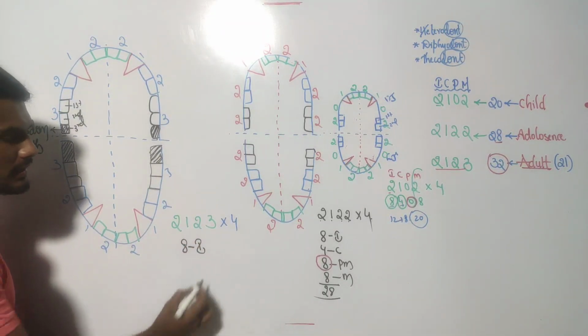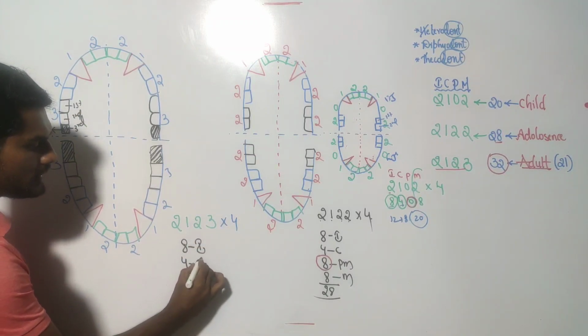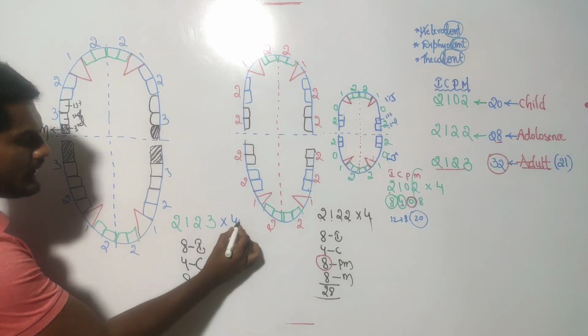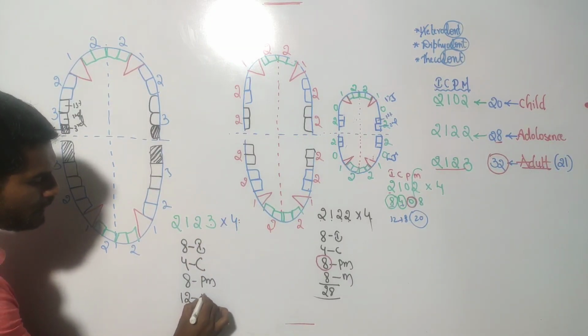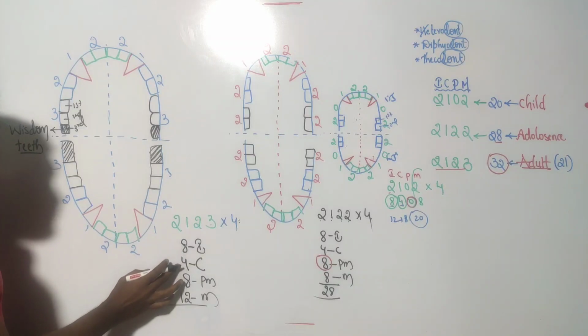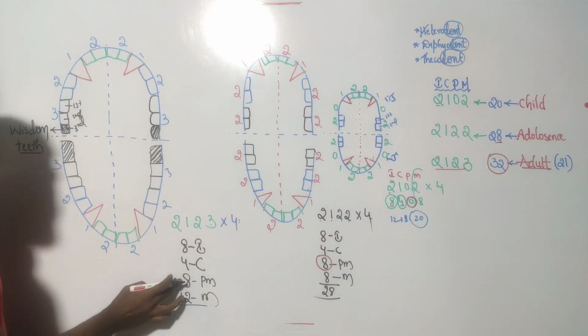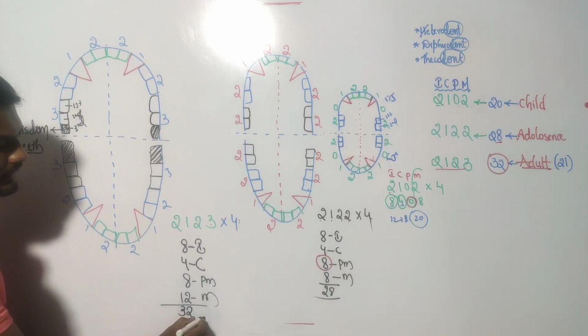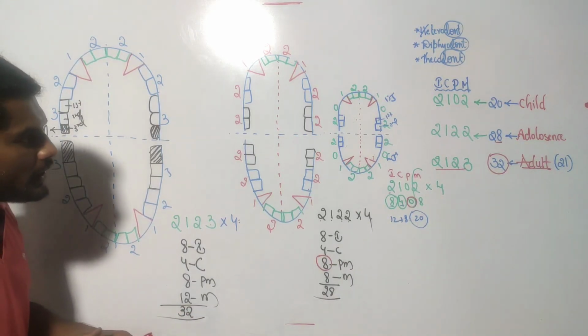These 8 are what teeth? First type of teeth, incisors. Next, 4 1s are 4. These are canines. 4 2s are 8. These are premolars. Next, 4 3s are 12. These are molars. So now you add all the teeth. 8 plus 4, 12. 12 plus 8, 20. 20 plus 12, 32 teeth. 32 teeth. See, now you compare.